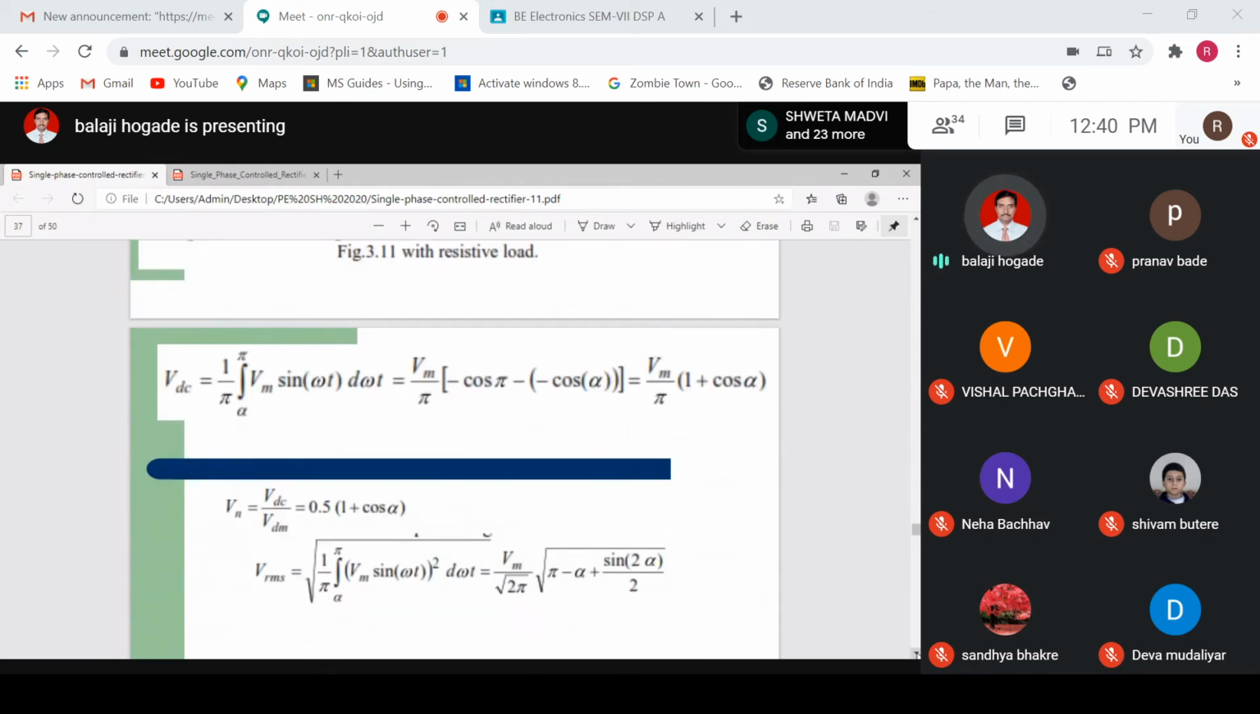Then this is the normalized voltage. Vn is equal to Vdc by Vdm, 0.5 cos alpha, that is 50%. And the RMS voltage Vrms is equal to the square root of 1 by pi integral from alpha to pi of (Vm sin omega t) whole square d of omega t, which is equal to Vm by square root of 2 into square root of (pi minus alpha plus sin 2 alpha by 2) divided by pi. This equation is also important.